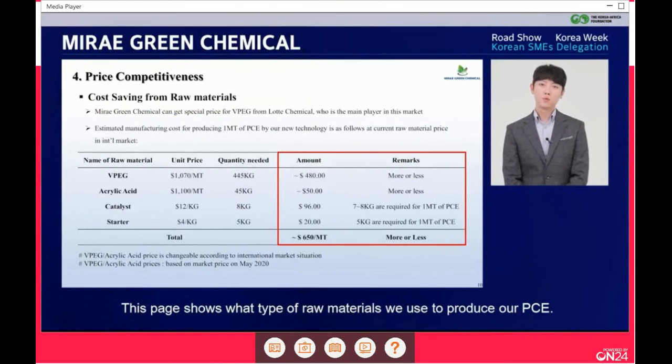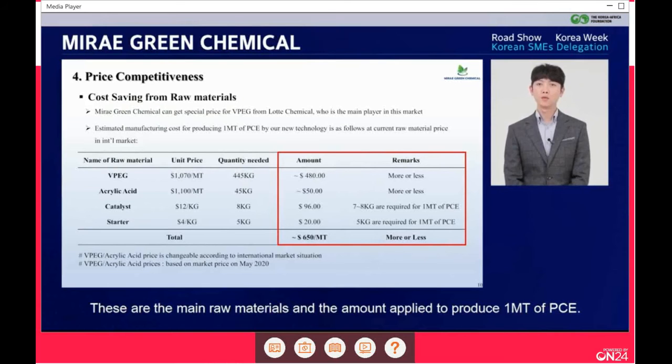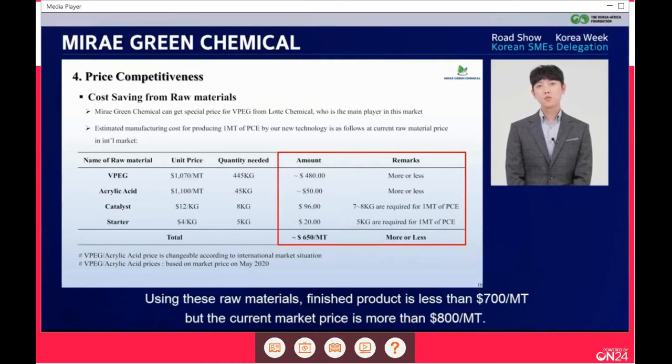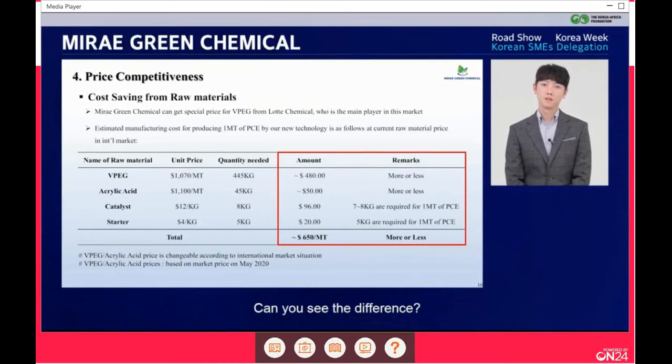This page shows what type of raw materials we use to produce our PCE. And these are the main raw materials and the amount applied to produce 1 metric ton of PCE. Using these raw materials, finished product is less than $700, but the current market price is more than $800 per metric ton. Can you see the difference?